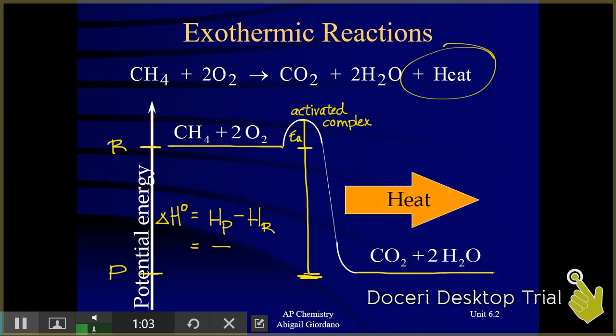So put all of this together. These are all defining characteristics of an exothermic reaction. When you see a general downhill curve on an energy diagram, that's going to indicate an exothermic reaction. Heat is leaving the system.